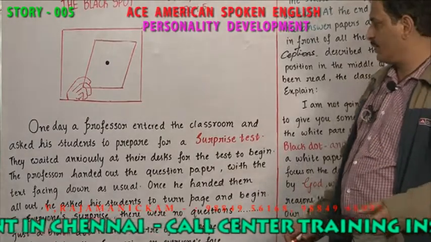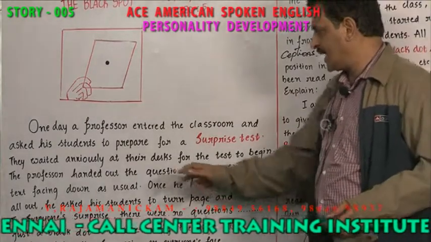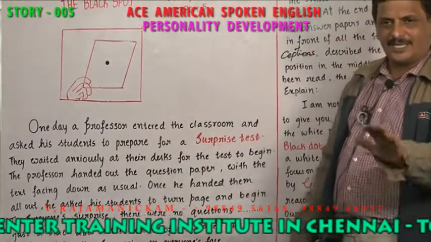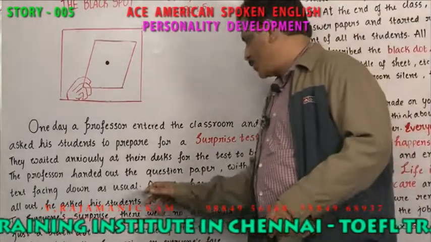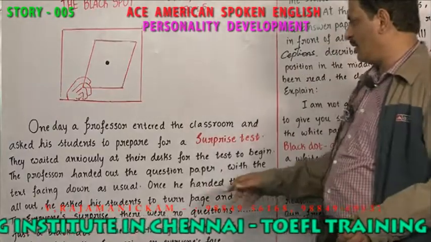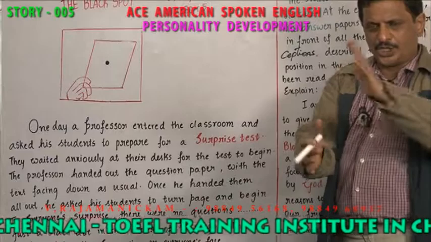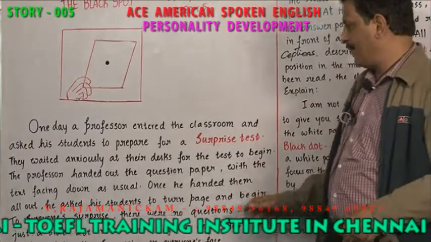The professor handed out the question paper. He gave each one of them a question paper with the text facing down. The text was facing down as usual. Once he handed them all out, he asked his students to turn the page and begin.